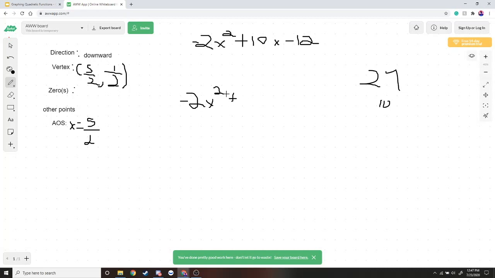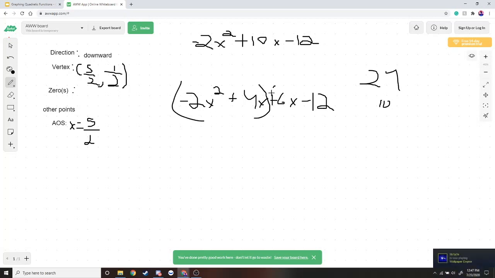So we have negative 2x squared plus 4x plus 6x minus 12. Now we're going to group them together, so these two and these two, and pull out a GCF on both of them. Minus 2x on this side. What times minus 2x gives us minus 2x squared? That's just x. What times minus 2x gives us positive 4x? Just minus 2.